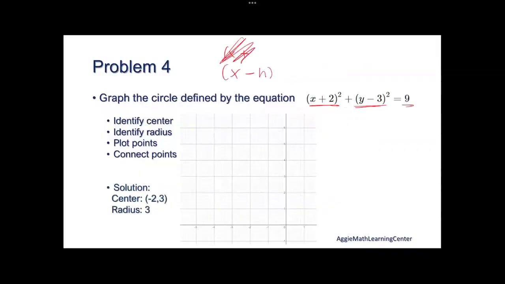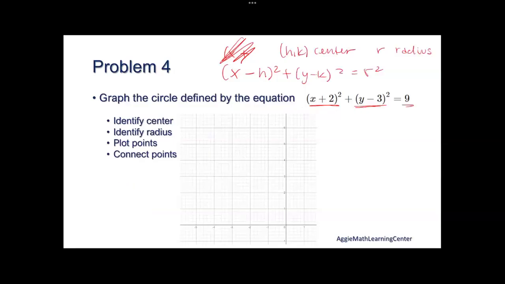(x − h)² + (y − k)² = r², where (h, k) is the center and r is the radius. So what we want to do first of all is identify the center, identify the radius, and then plot the points, and then draw the circle.